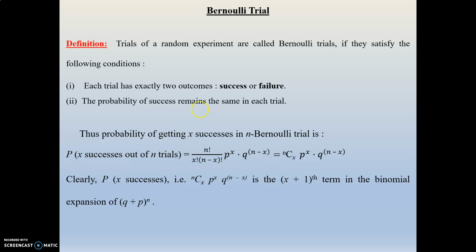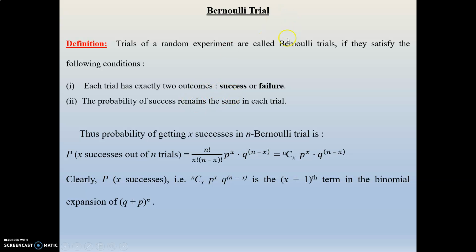So first we will discuss Bernoulli's trial. Trials of a random experiment are called Bernoulli trials if they satisfy the following conditions. Each trial has exactly two outcomes. If, for example, some experiment has one outcome or three outcomes, then that kind of experiments are not Bernoulli trials. If the trial has exactly two outcomes, then only we'll call it a Bernoulli trial.